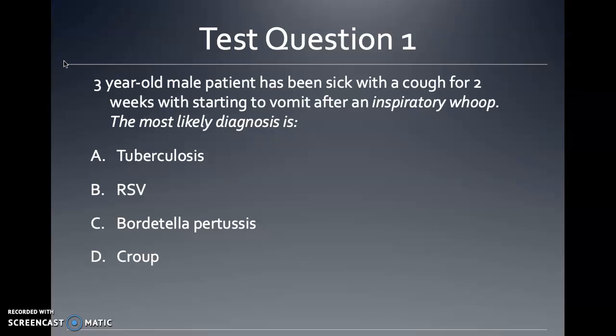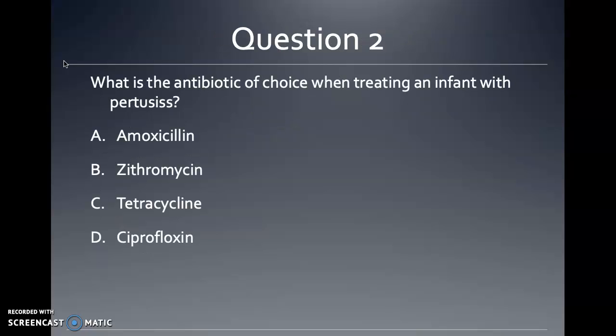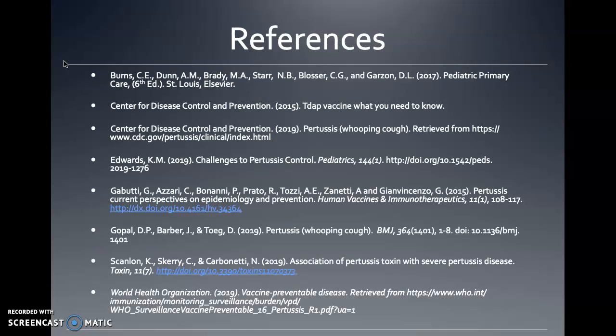Test question 1. A 3-year-old male patient has been sick with a cough for 2 weeks, starting to vomit after an inspiratory whoop. The most likely diagnosis is tuberculosis, RSV, Bordetella pertussis, or croup. And the answer is Bordetella pertussis. And second question, what is the antibiotic of choice when treating an infant with pertussis? A. Amoxicillin, azithromycin, tetracycline, ciprofloxacin. The answer is azithromycin. And these are my references.